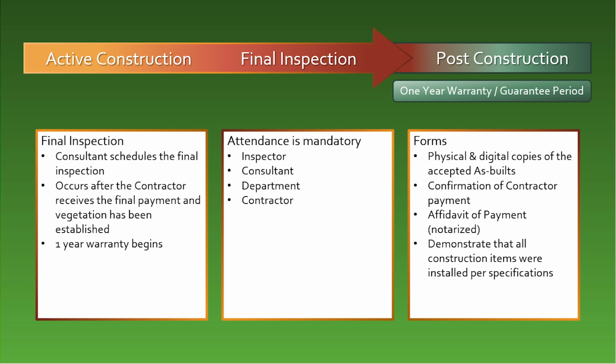Attendance at this inspection is mandatory, and the following individuals shall be present: the inspector, consulting firm project manager, a department representative, and a contractor representative. This can either be the superintendent or the on-site foreman. At this inspection, the inspector must provide a physical and digital copy of the accepted as-builts, confirmation of contractor payment, a signed and notarized affidavit of payment from the contractor, and will demonstrate that all construction items are installed as the design plan specifies. Upon acceptance of the final inspection by the department representative, the 1-year warranty guarantee period begins.